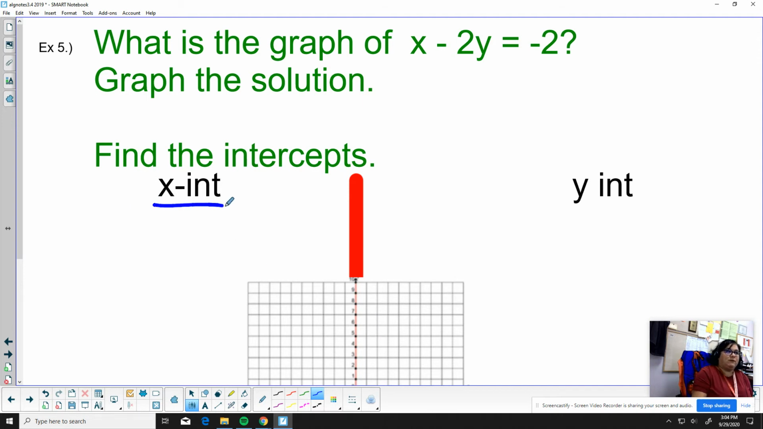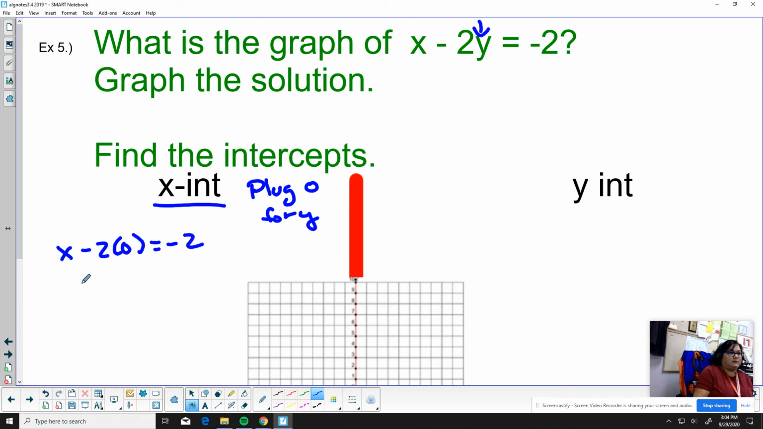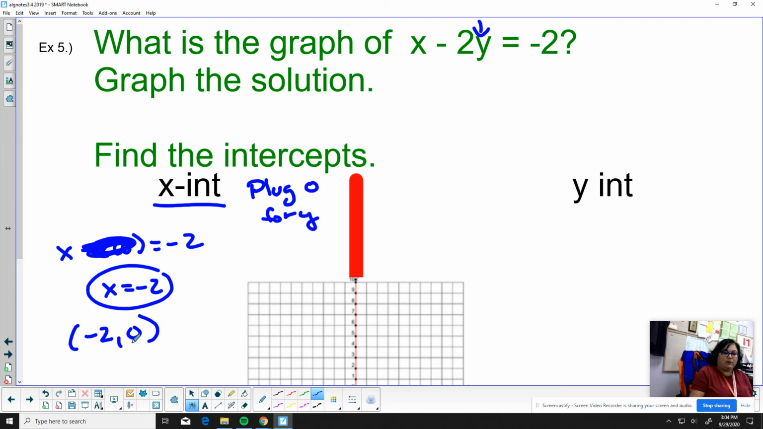Okay, so if I'm looking for the x-intercept, I'm plugging 0 for y. So it's going in right there. So x minus 2 times 0 equals negative 2. And this all cancels out. That's just 0. So x is negative 2. I don't even have to solve it. It's just x is negative 2. So the ordered pair I'm going to graph is negative 2, 0. I know that because this is where the x sits in an ordered pair.